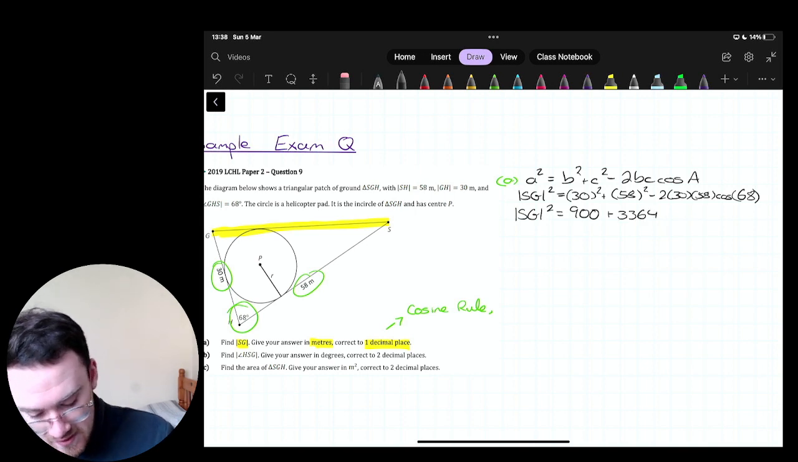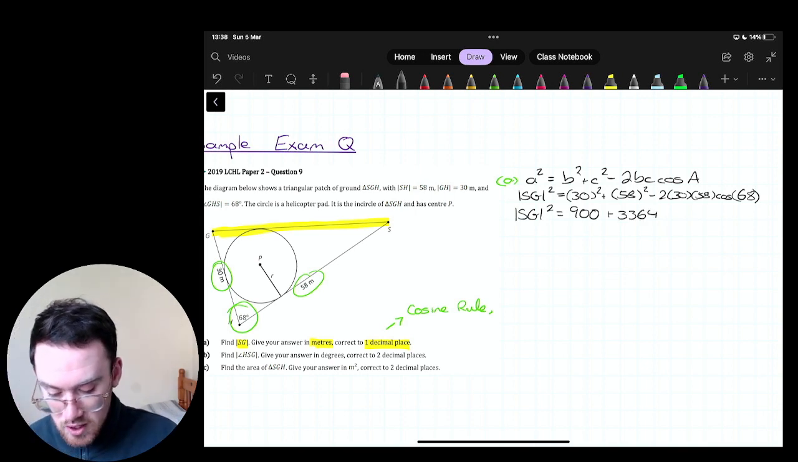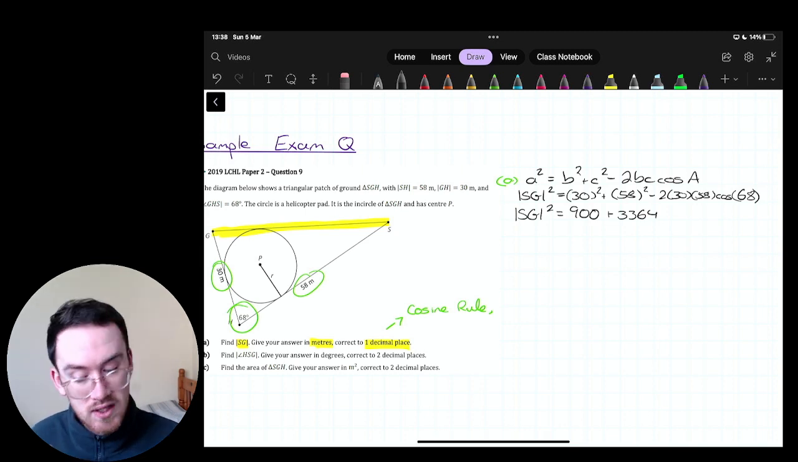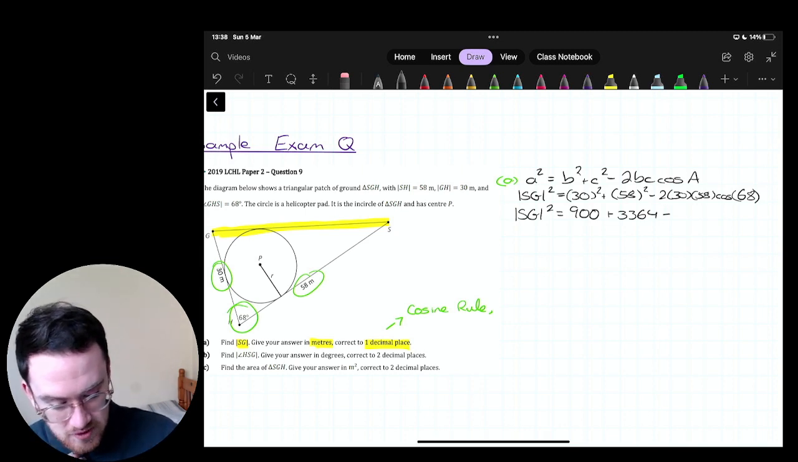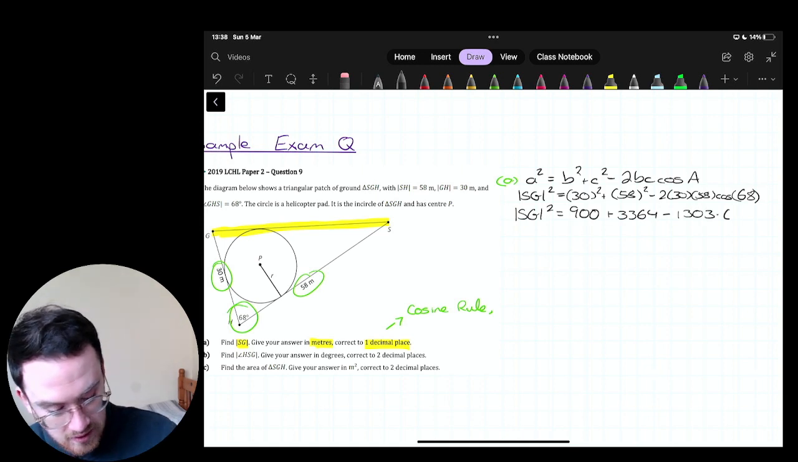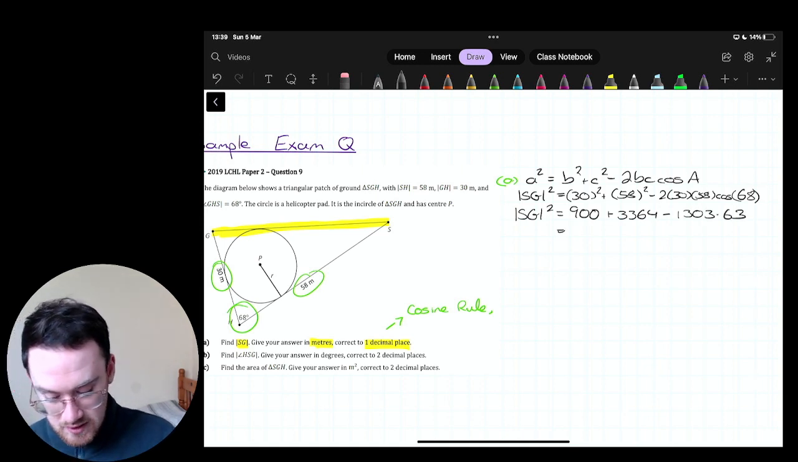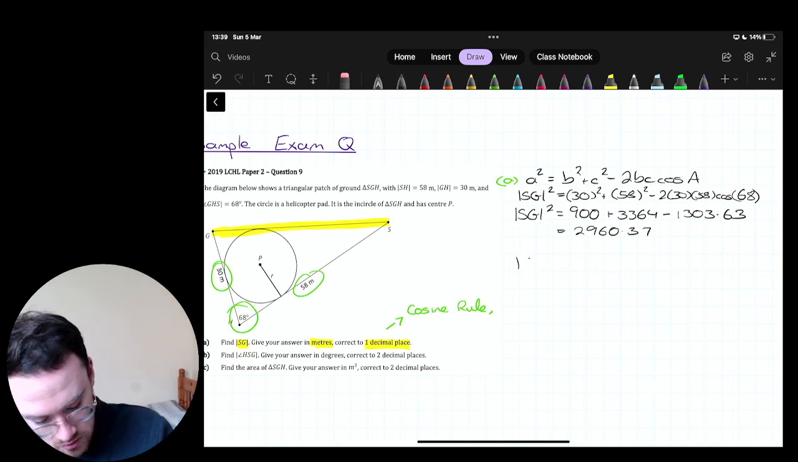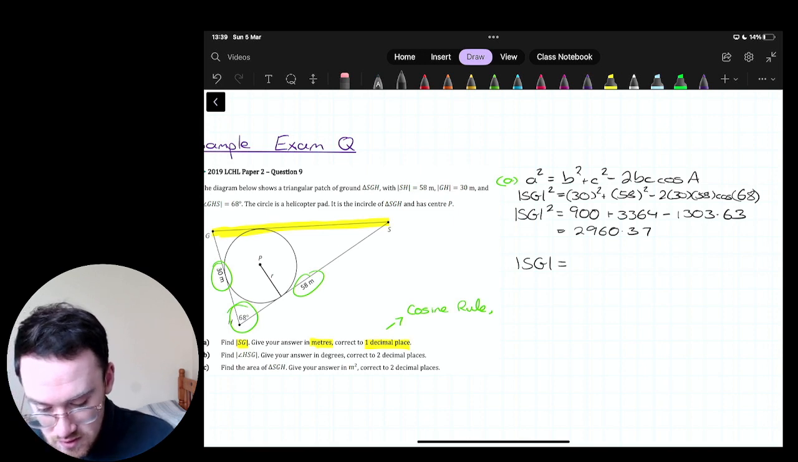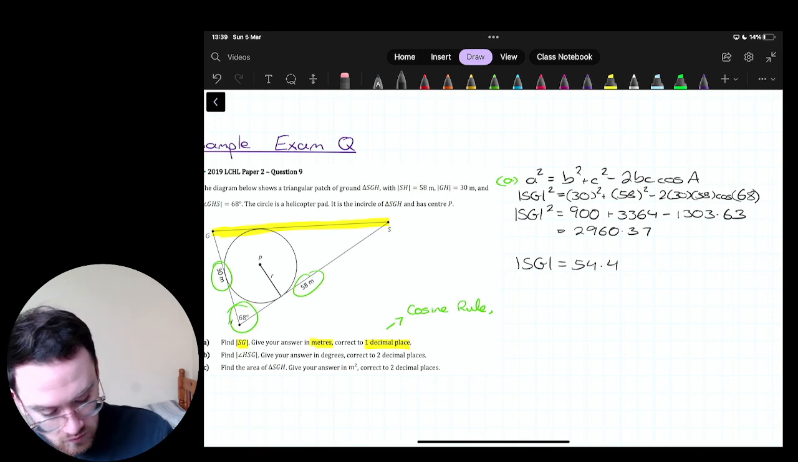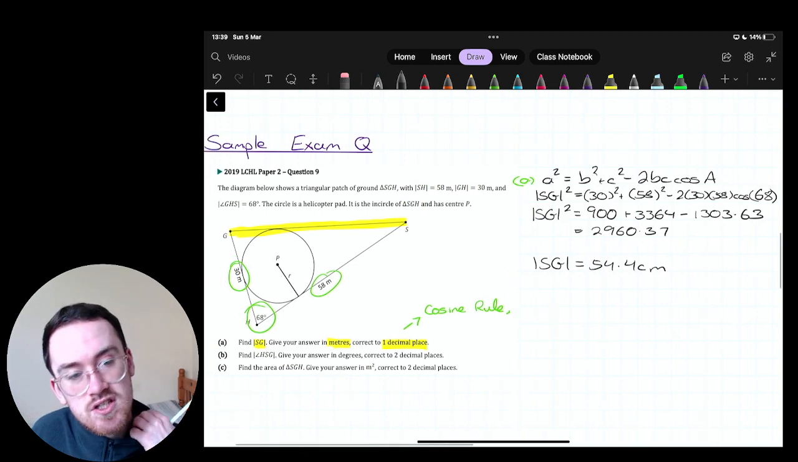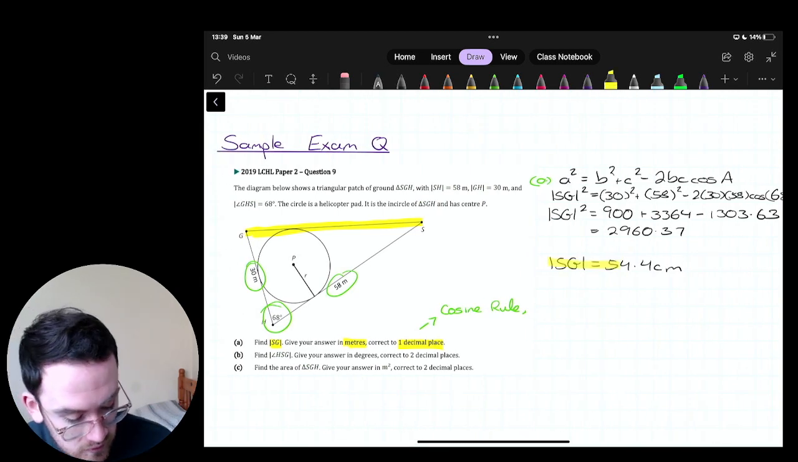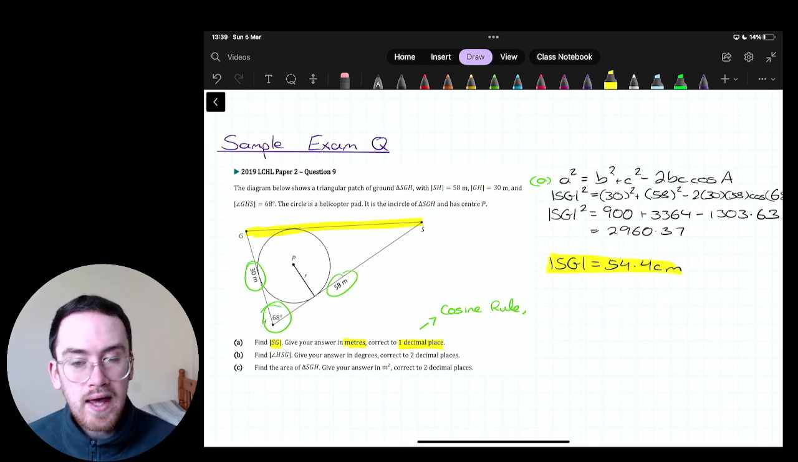And again, as we said in the last one, you could do this whole part on your calculator without having to work out these individual steps. It just sometimes is a good idea to show as much work as you can to give yourself an opportunity to pick up those marks. So we get 7, so SG is the square root of that, so 54.4 centimeters. So SG is 54.4 centimeters. Perfect. Okay, we need to look at part B now.